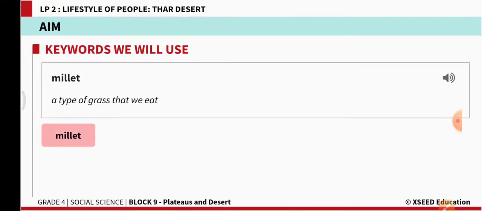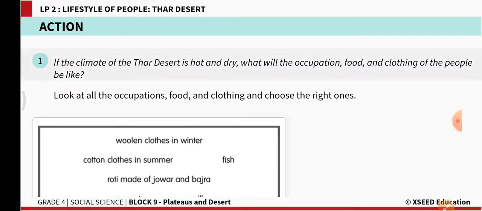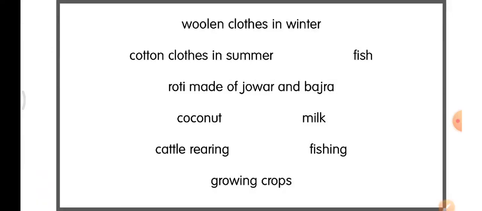Millet, a type of grass that we eat, has rich nutrition value. So these are some things about the lifestyle of people. Is it suitable for the people living in the Thar desert? That we have to discuss.